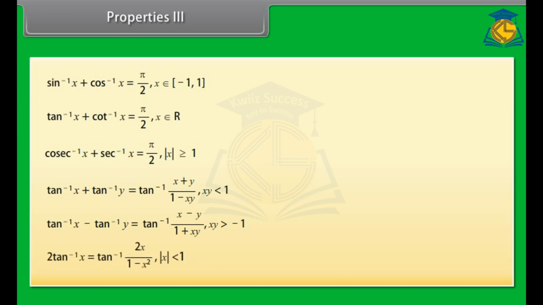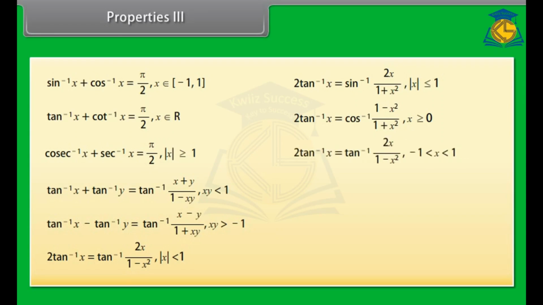2 tan inverse x is equal to tan inverse of 2x/(1-x²), modulus of x less than 1. 2 tan inverse x is equal to sin inverse of 2x/(1+x²), modulus of x less than or equal to 1. 2 tan inverse x is equal to cos inverse of (1-x²)/(1+x²), x greater than or equal to 0. 2 tan inverse x is equal to tan inverse of 2x/(1-x²), -1 less than x less than 1.